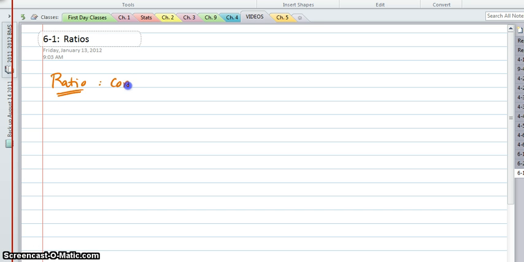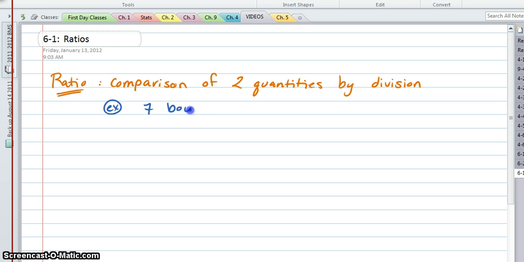Okay, so it's a comparison of two quantities by division. From the past, you know that there are a few different ways to represent ratios. For example, if we're working with boys and girls, and I have boys and girls in a classroom, and I have 7 boys to 9 girls, I can write this ratio as 7 to 9, or I could use a colon, or I can write it as a fraction.